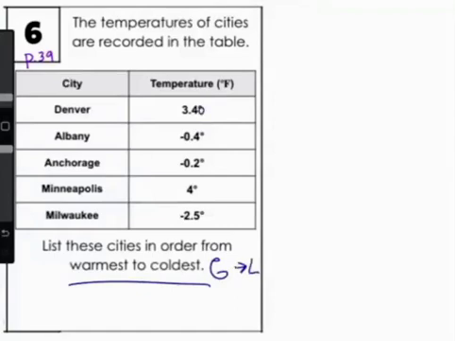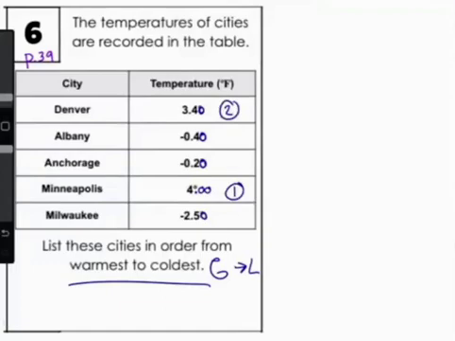And again, I'm going to try to make these look like money. So $3.40, negative 40 cents, negative 20 cents. This is 4 wholes, so that's going to be $4. And then negative $2.50. So our greatest numbers are going to be our positive numbers. And so the $4 would be the biggest one, so that would come first. The only other positive one has to come next, so $3.40.